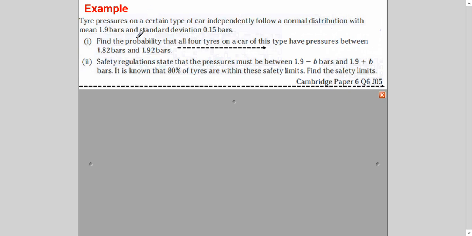I have taken it from a past paper. So this is also a very good example.